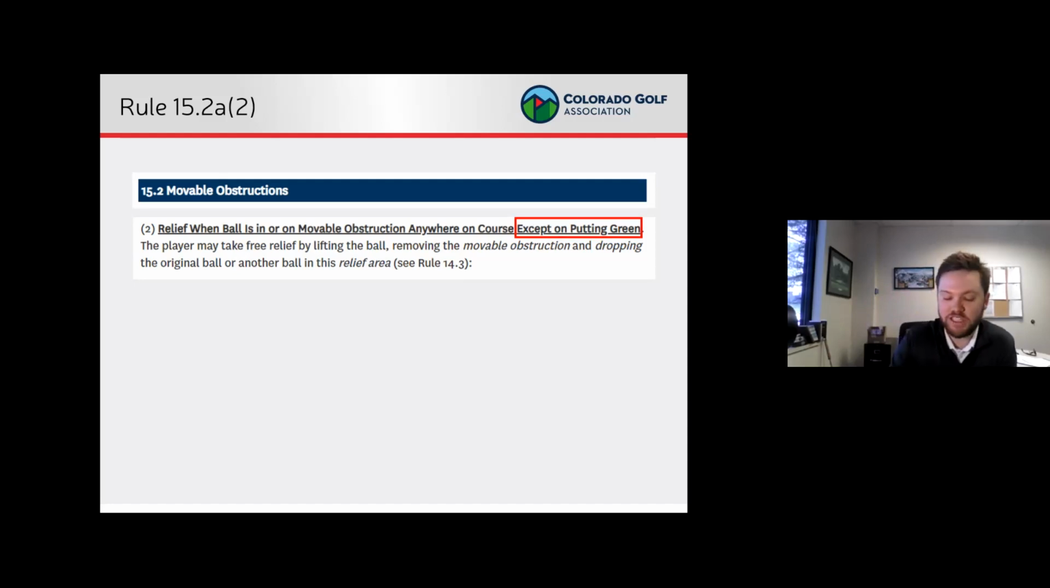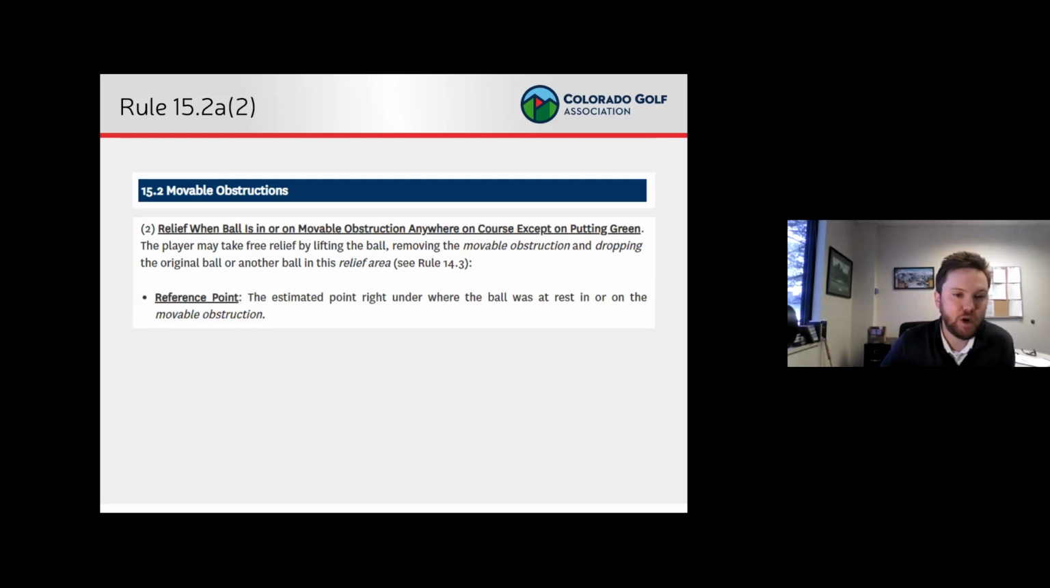Here, since the ball doesn't have a spot and we're going to be dropping it, as we see in a minute, you can replace another ball in this case. You can use this ball or another ball because the ball doesn't own any specific place on the golf course because it was in or on a movable obstruction. So the reference point. So now we get into a relief procedure where we start seeing the same things.